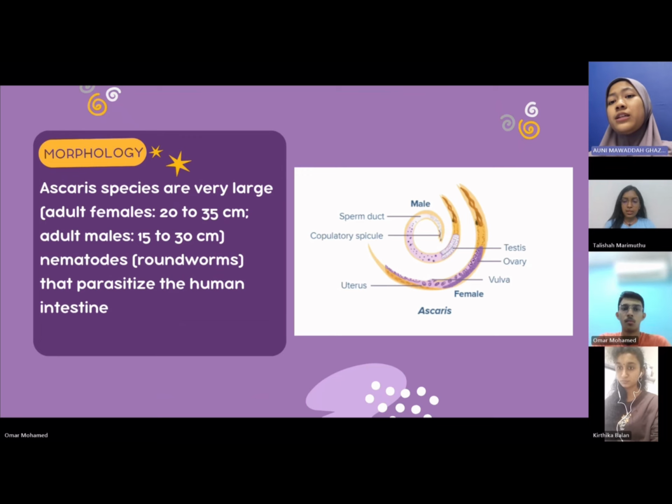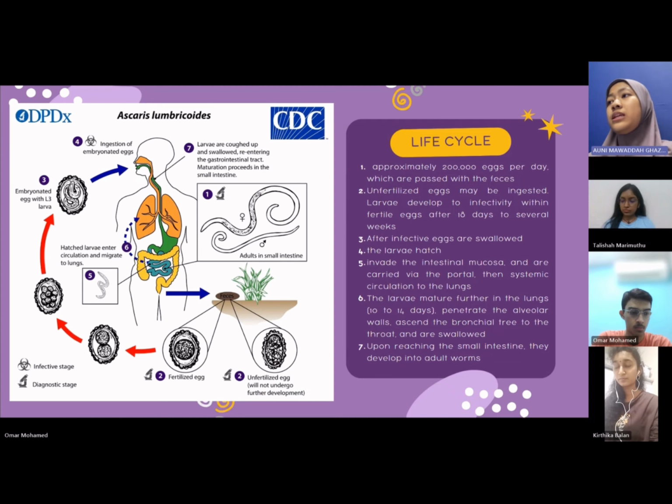The morphology of Ascaris is very large. The adult female is between 20 to 35 cm. The adult male is between 15 to 30 cm. The life cycle of Ascaris lumbricoides starts with the ingestion of Ascaris eggs from feces. The eggs hatch in the intestine and migrate to the lungs via blood. The larvae then break into the alveoli and travel up the trachea where they are coughed up and swallowed. Lastly, the larvae pass through the stomach into the intestine for the second time, where they become adults.